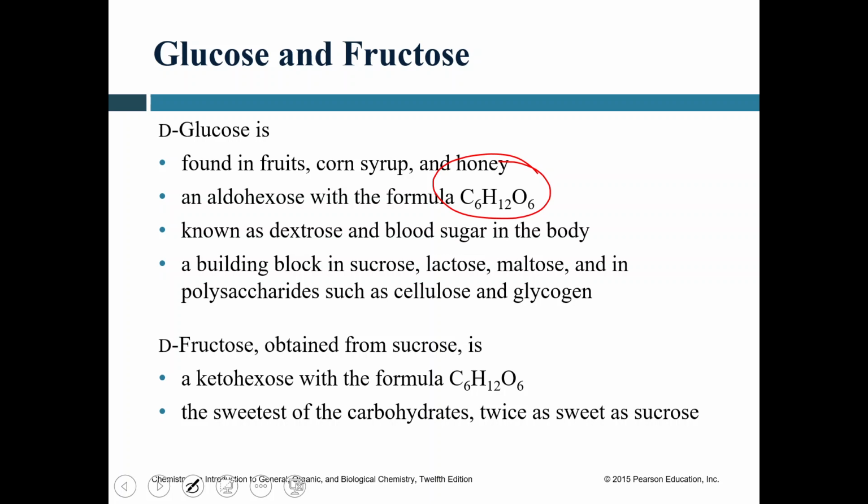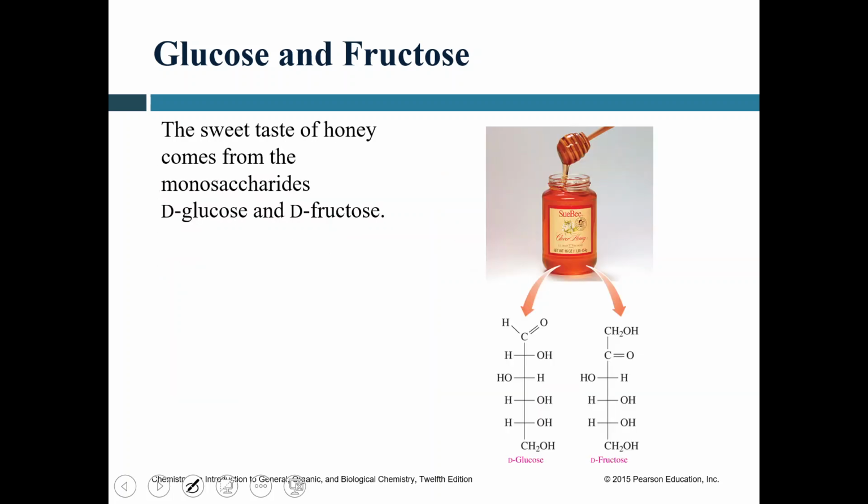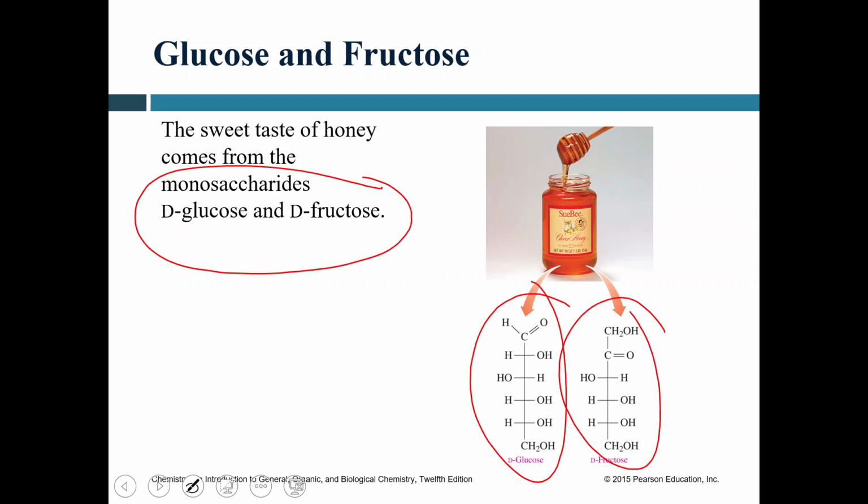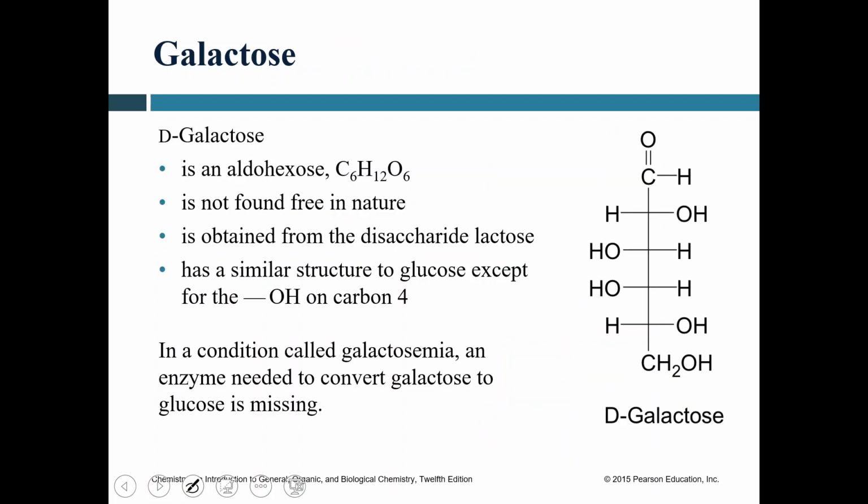If you obtain D-fructose from sucrose, it turns out to be a ketohexose. With the same formula, structurally it's a different one. It is the sweetest carbohydrate, much sweeter than sucrose. So essentially, the sweet taste of honey comes from these two monosaccharides, D-glucose on the left, D-fructose on the right. Galactose.